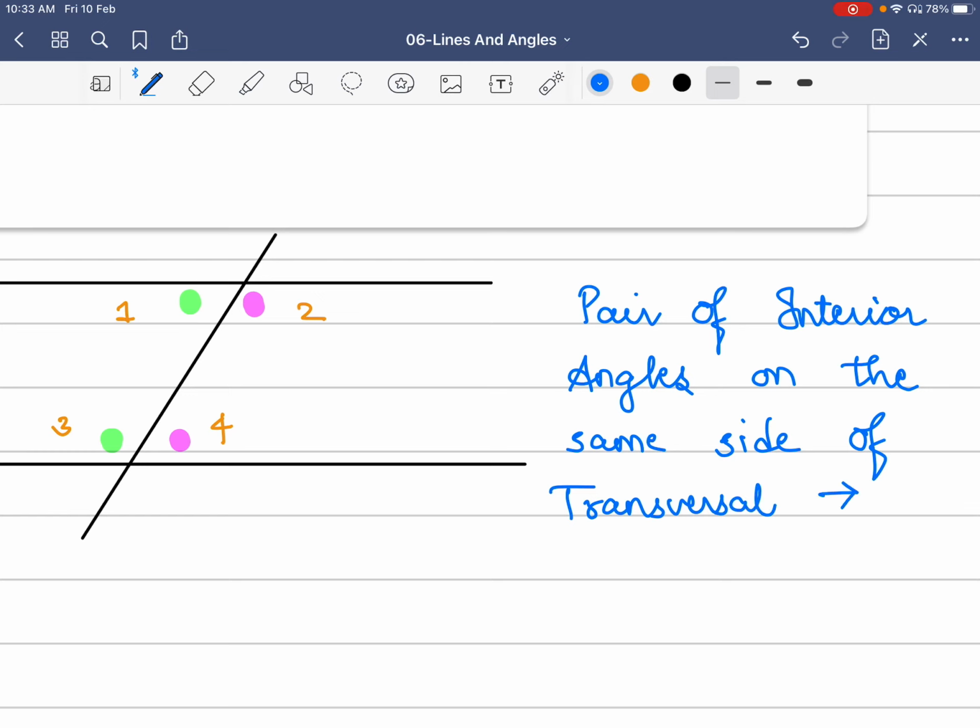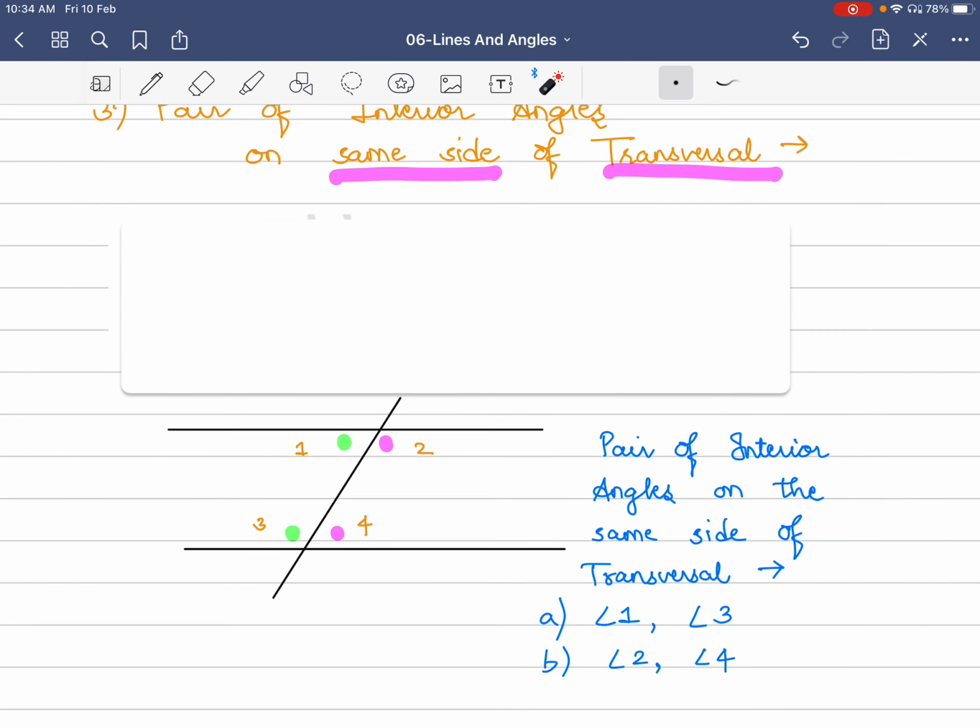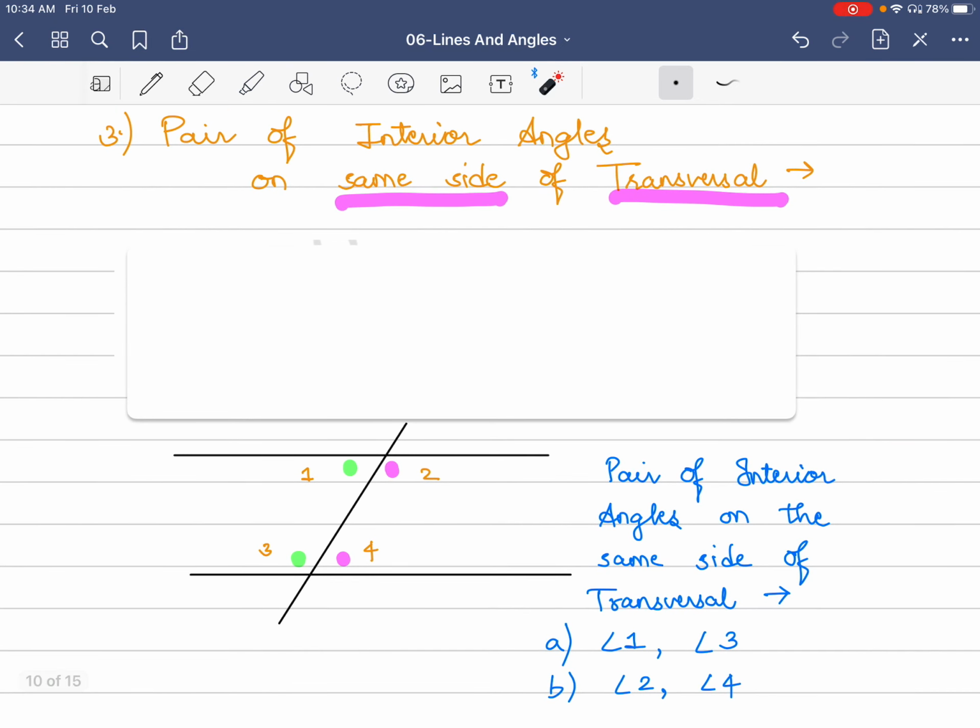Previously, we have seen alternate pair of interior angles. So the alternate pair of interior angles was 1, 4, 2, 3. Why is it called alternate? Because they lie on the alternate side of the transversal. However, this one is same side of the transversal. Okay. So we have two such pairs. The first one is angle 1 comma angle 3, and the second one is angle 2 comma angle 4. Okay, so before we see the actual property, we have just noted down what are the same side pair of interior angles. Now let's see what the property says.